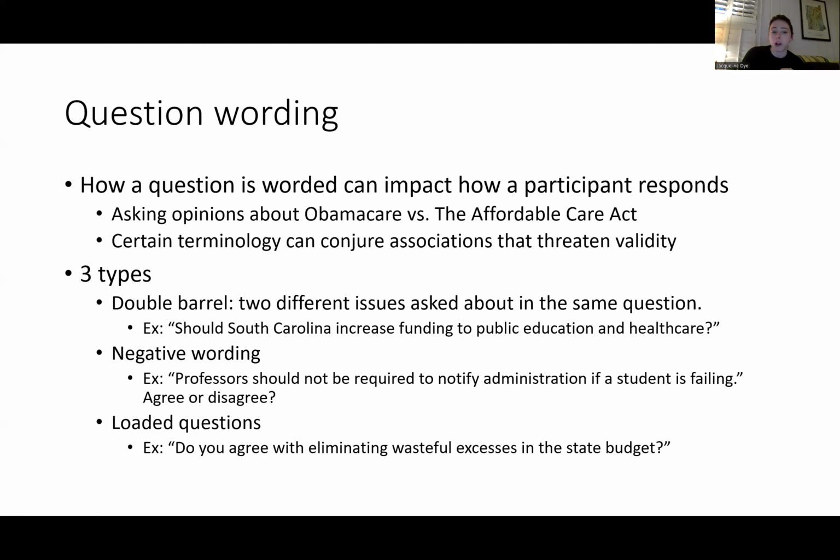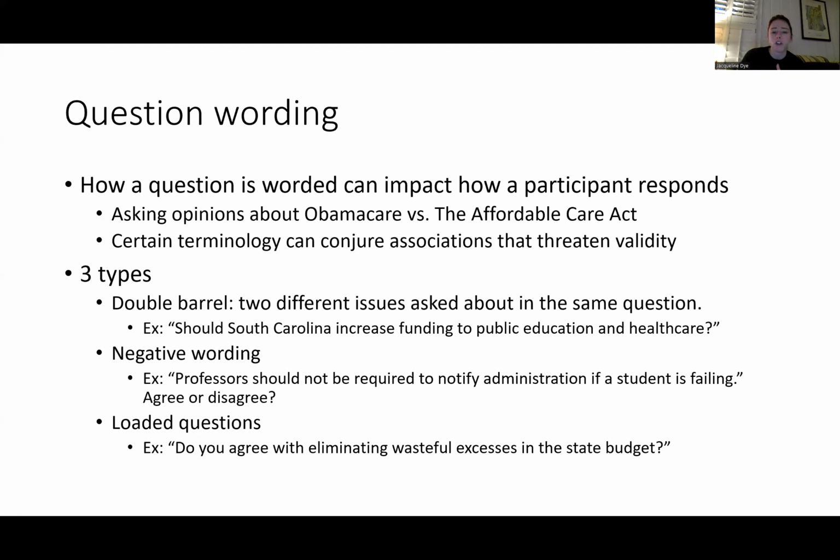Then we have negative wording. So for example, professors should not be required to notify administration if a student is failing. Agree or disagree? So this would be like a double negative. And this is especially problematic for people who do not speak English as their first language, or who have maybe lower intellectual functioning. So this can also impact the accuracy of the information that you're getting from those populations. And it can be confusing if someone's reading the question fast.